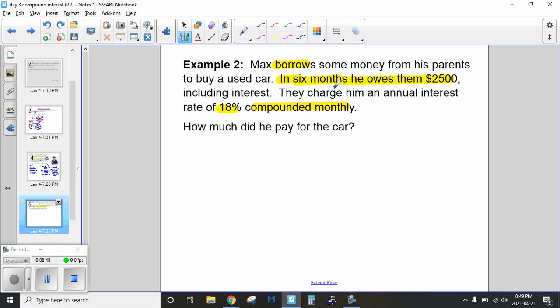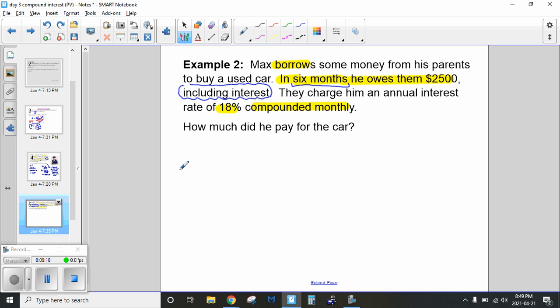In 6 months, he owes them $2,500, including interest. I should have highlighted that too. So he's going to be paying them back $2,500 in total. And they charged him an interest rate of 18%, compounded monthly for that time. How much did he pay for the car? So when he first bought it, what was the cost? How much did he borrow from them?